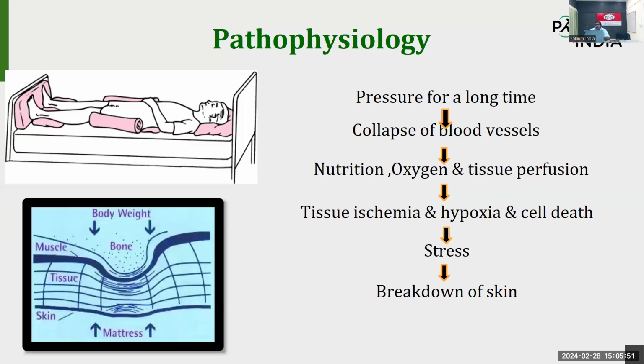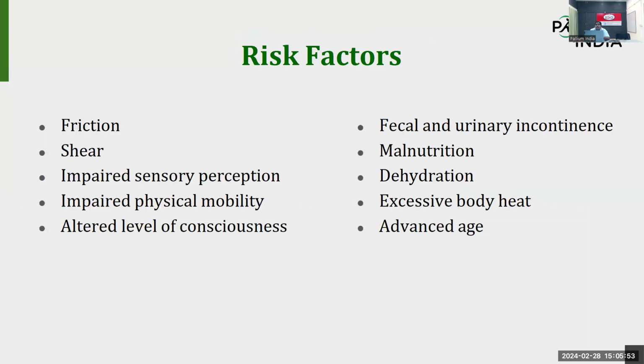What are the risk factors of pressure ulcers? First one is friction. Friction means while transferring the patient, or friction between the bed sheet and the patient's body, which may lead to a pressure ulcer. Then shear injury, and impaired sensory perception. If sensory perception is impaired, the patient doesn't feel pain and so on, so there is a chance of getting a pressure ulcer.